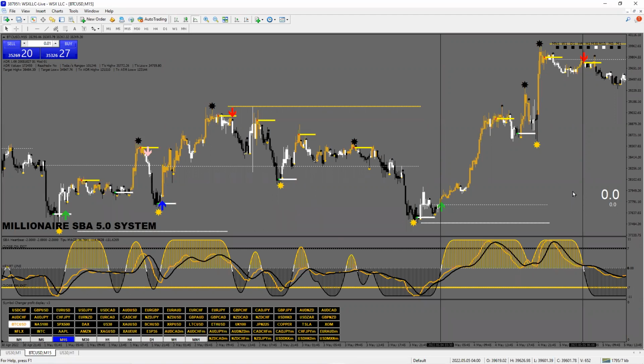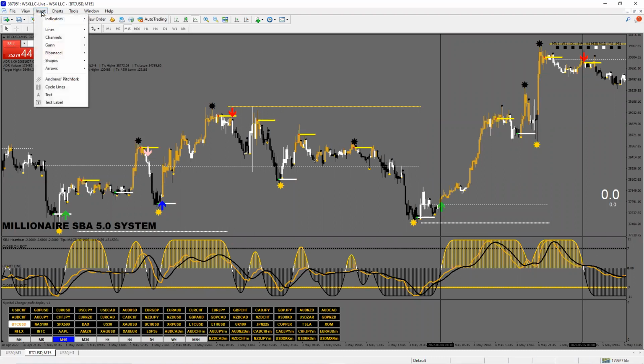I'm trying to keep it very basic because everybody over here is just starting, just learning. So all you're looking for is this combination: the yellow star with the white bar and the green dot and the green arrow. I'm going to tell you that this is going into a buy.